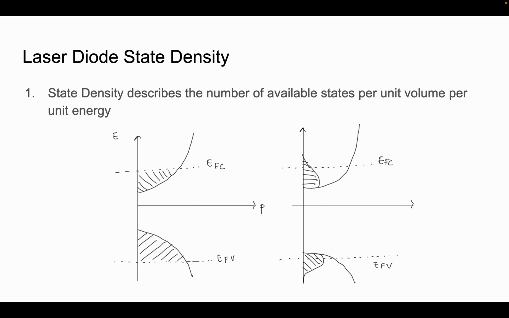So the case on the left is for when the temperature is 0 K, and the diagram on the right is when the temperature is more than 0 K. For the case where temperature is 0 K, the electrons and holes basically occupy the lowest levels in the conduction and the valence bands. And for the case where temperature is more than 0, there's enough thermal energy for the electrons to occupy higher states.